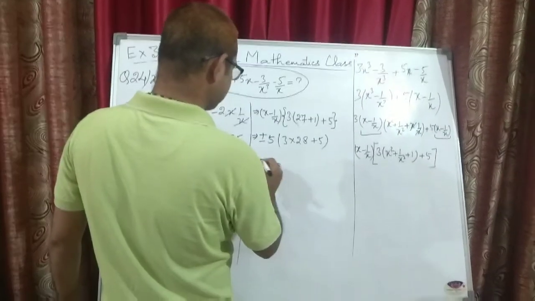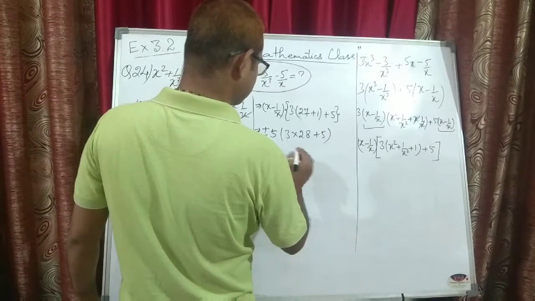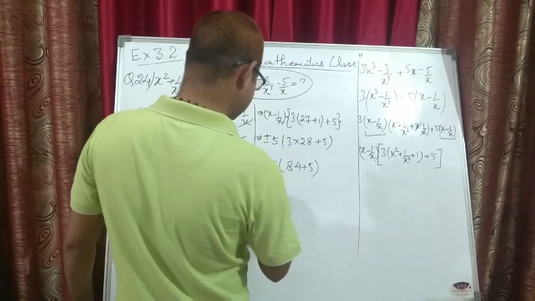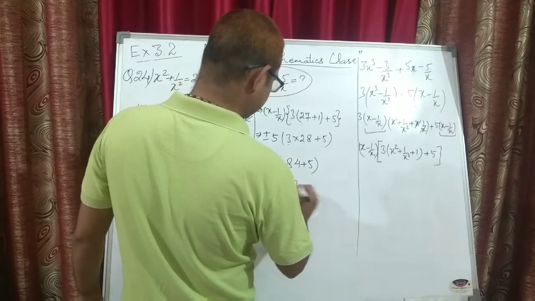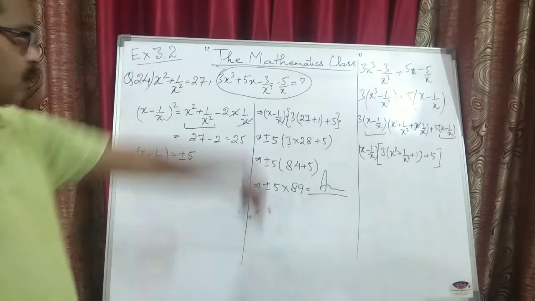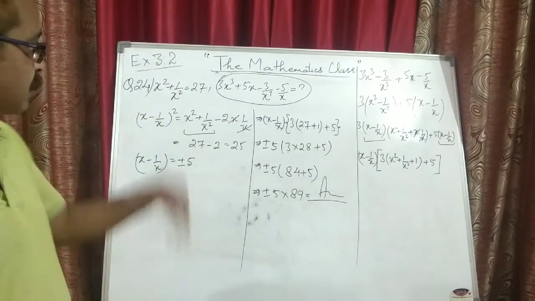So that is plus minus 5 into 8 3s are 24, 2 3s are 6, 84 plus 5. That is 89. Plus minus 5 into 89, whatever comes, that is the final value. You can calculate it. Now we move on to question number 27. If there is any doubt, I can repeat it.